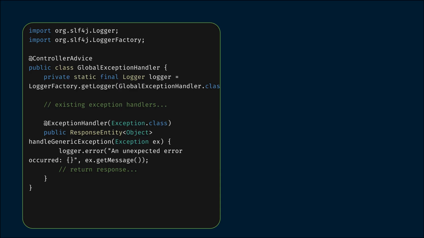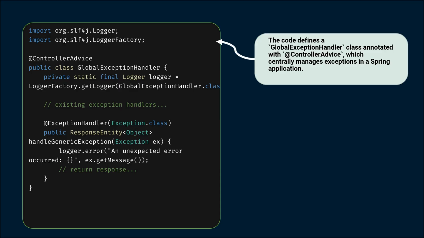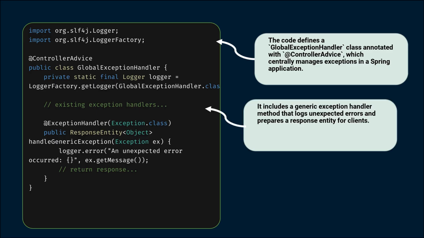Now, let's implement error logging into our global exception handler. This class is crucial for centralizing how we handle exceptions across all the controllers in our application. So, first things first, we'll need to import the SLF4J Logger and LoggerFactory, which will allow us to enable logging functionality. By defining a static final logger instance linked to the global exception handler, we're setting the stage to capture error messages whenever an exception occurs.